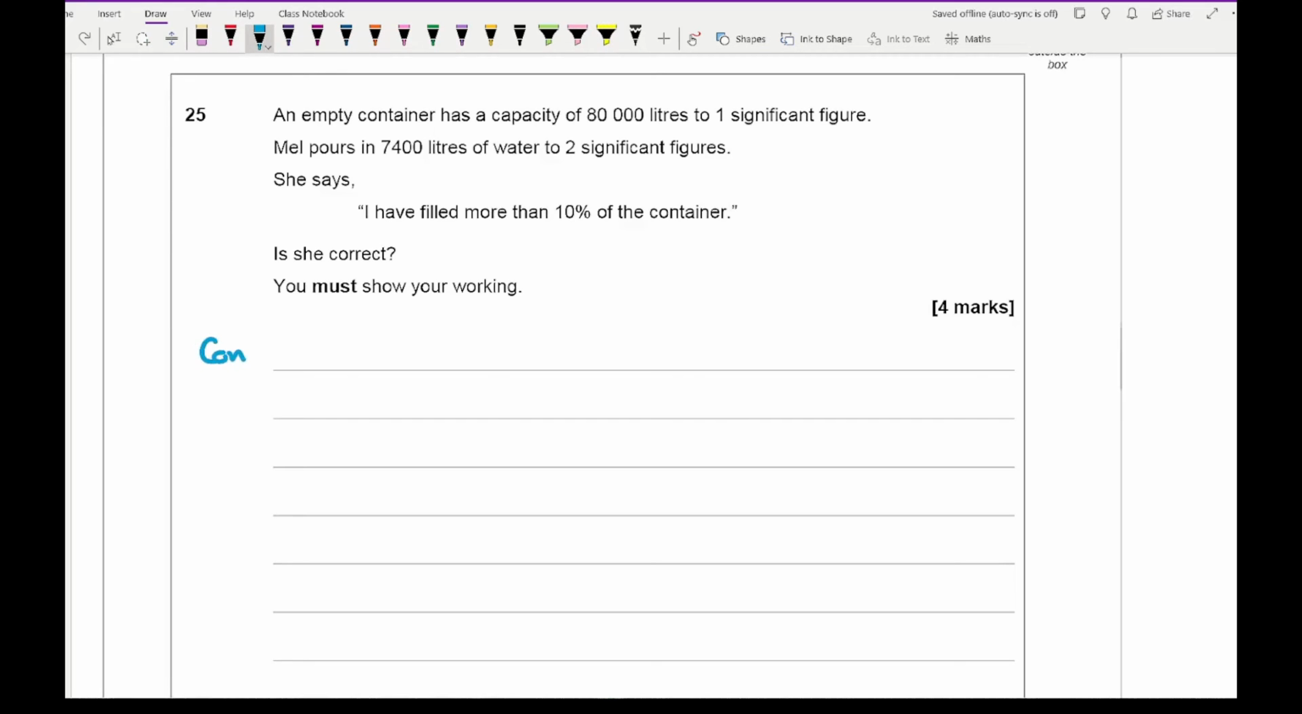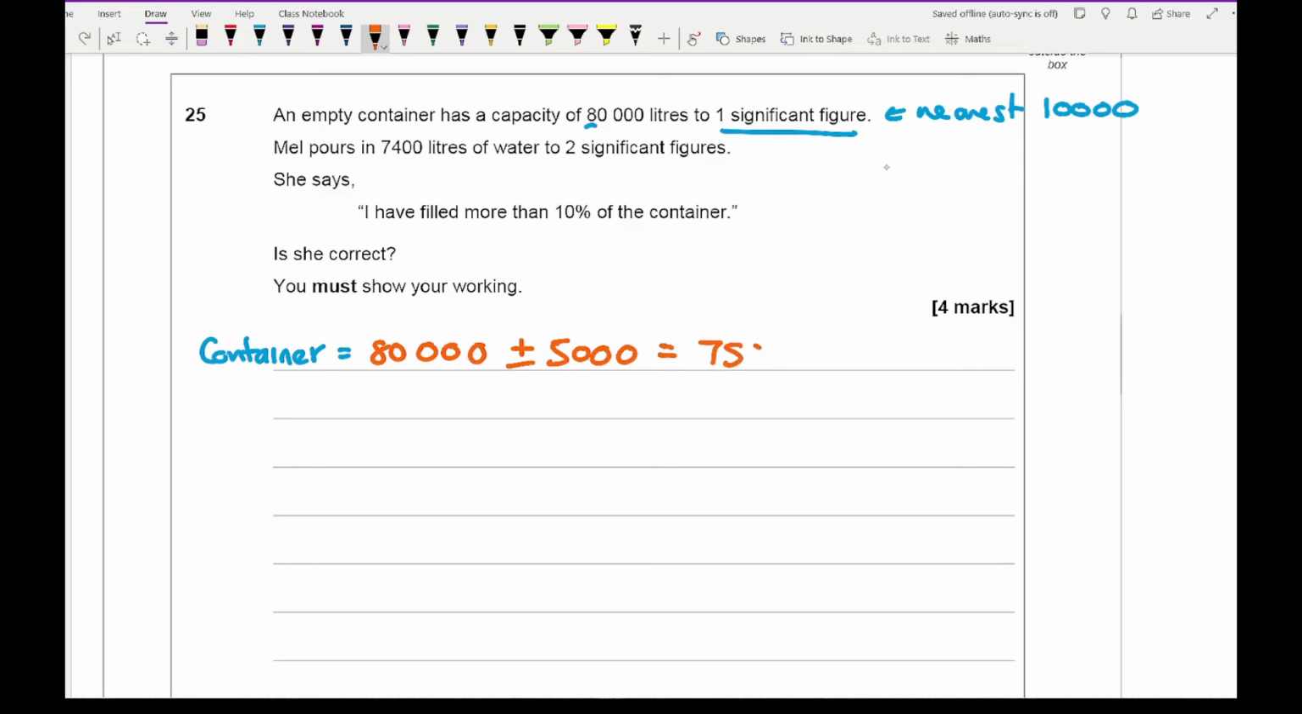So the first thing we need to do is find the upper and lower bounds of the rounding. Now the container to one significant figure is basically to the nearest. The first figure in 80,000 is to the nearest 10,000. So to work out the upper and lower bound of the container, it's the measured amount plus and minus half of what you've been rounding it to. Half of 10,000 is 5,000. So to find the upper and lower bound, I need to add and subtract 5,000. So that's going to be 75,000 and 85,000. Now the water poured is the next one.